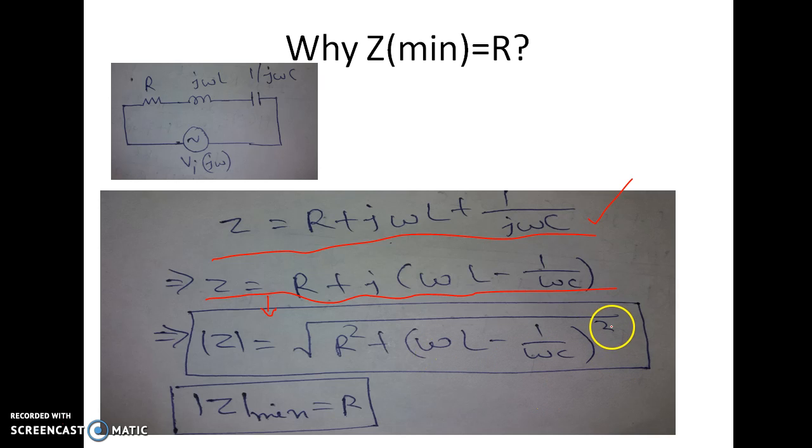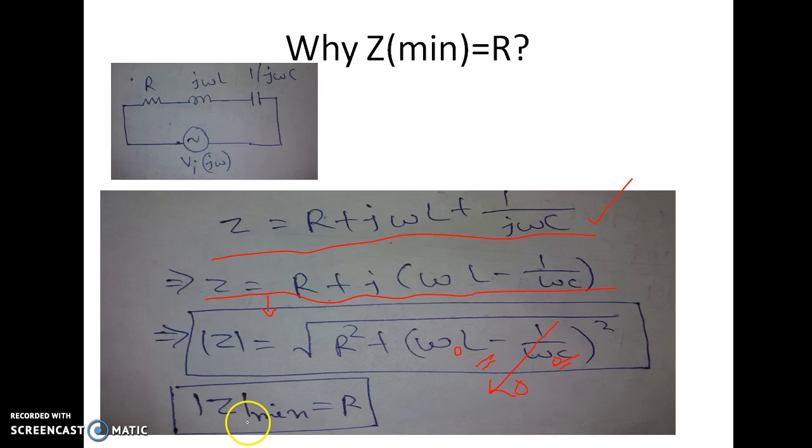Now see what is happening. If you take this expression, mod of Z equal to root over of R square plus (omega L minus 1 by omega C) square, at the resonant frequency omega naught L equals 1 by omega naught C, and this term becomes 0. This is because omega naught L cancels 1 by omega naught C at the resonant frequency omega naught. So at resonant frequency we get mod of Z equal to R.